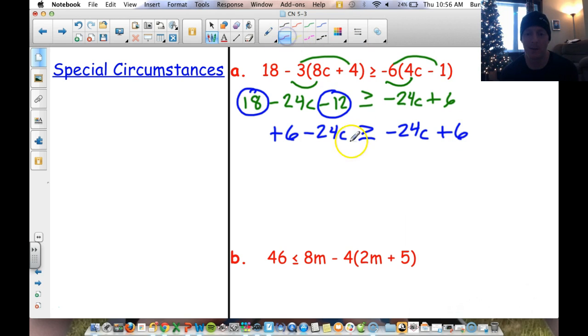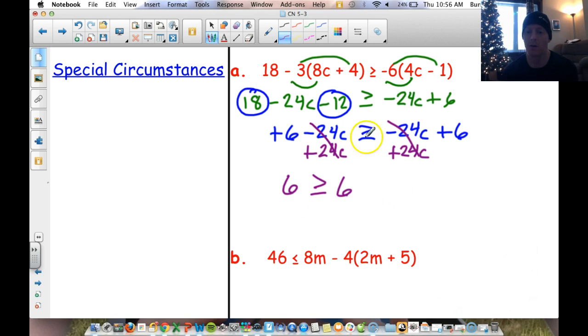And now our next step, getting all of our c's on one side. You might start to see a pattern here that the c's are the exact same thing, so our c's cancel. And we're left with 6 being greater than or equal to 6 because when we moved all of our c's to one side, they cancel. This is a true statement because 6 can be greater than or equal to 6.